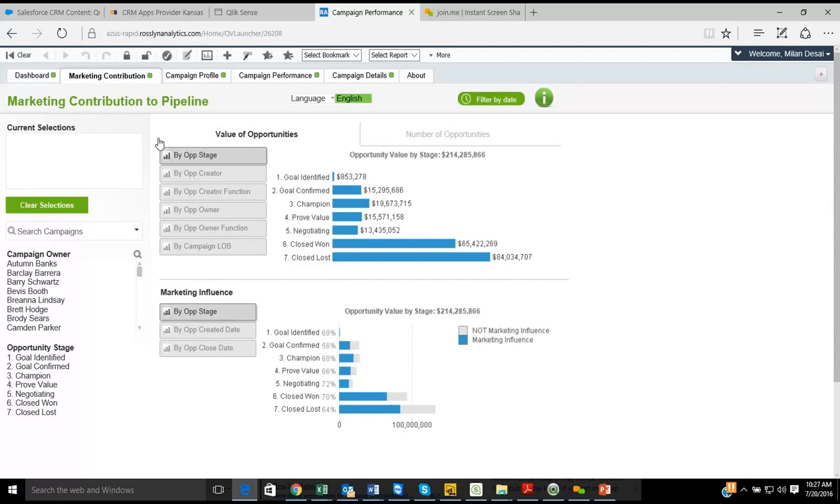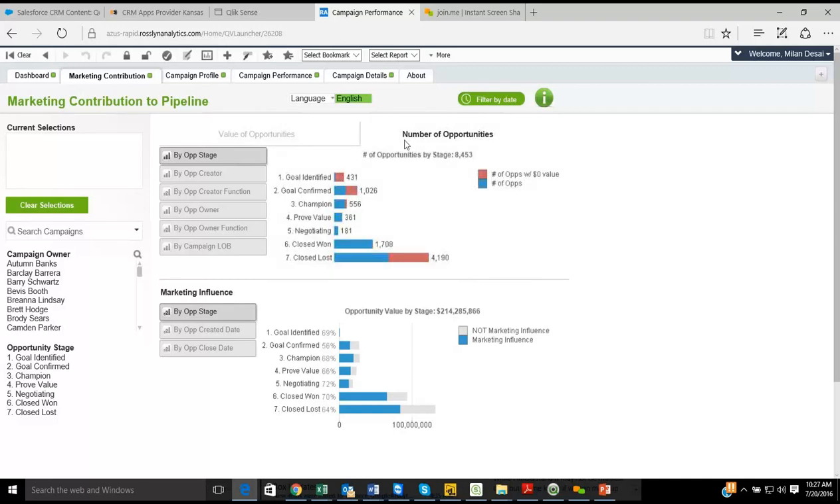And once our campaigns are run, this is actually where you're looking at contribution from marketing. So once an opportunity has been identified from the campaign, then how they have progressed through your sales cycles. So, how many goals identified, confirmed, how many times you've reached the champion or proven the value, the negotiating, and then how many have won and how many you lost. So this gives you a very good way of looking at your opportunities generated by marketing campaigns.